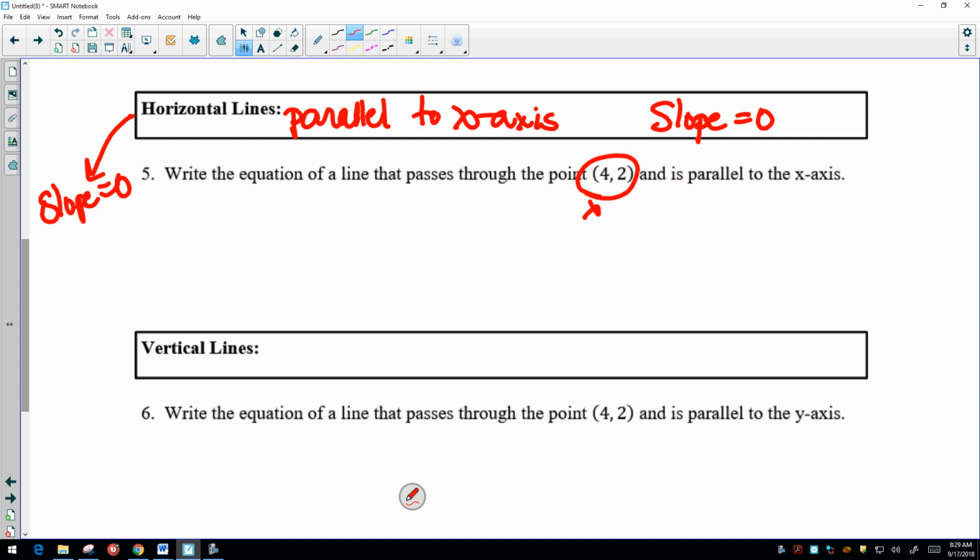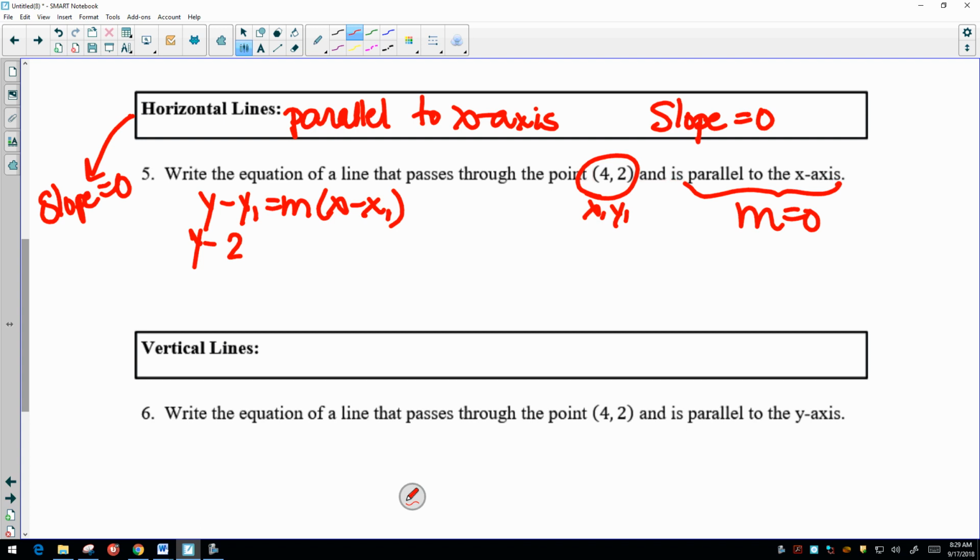So now we're going to write the equation of a line that passes through this point. Okay, so there's x1, y1. And it's parallel to the x-axis, so if I'm looking at this, I'm saying, okay, well, slope has to equal 0. I have a point, I have a slope, so I'm going to use my point-slope form. And we're going to plug it in. So I have y minus our point, which is 2, equals our slope, 0, and then x minus x1, which is 4. So something to keep in mind over here, since we have 0, okay, well, 0 times anything is always 0.